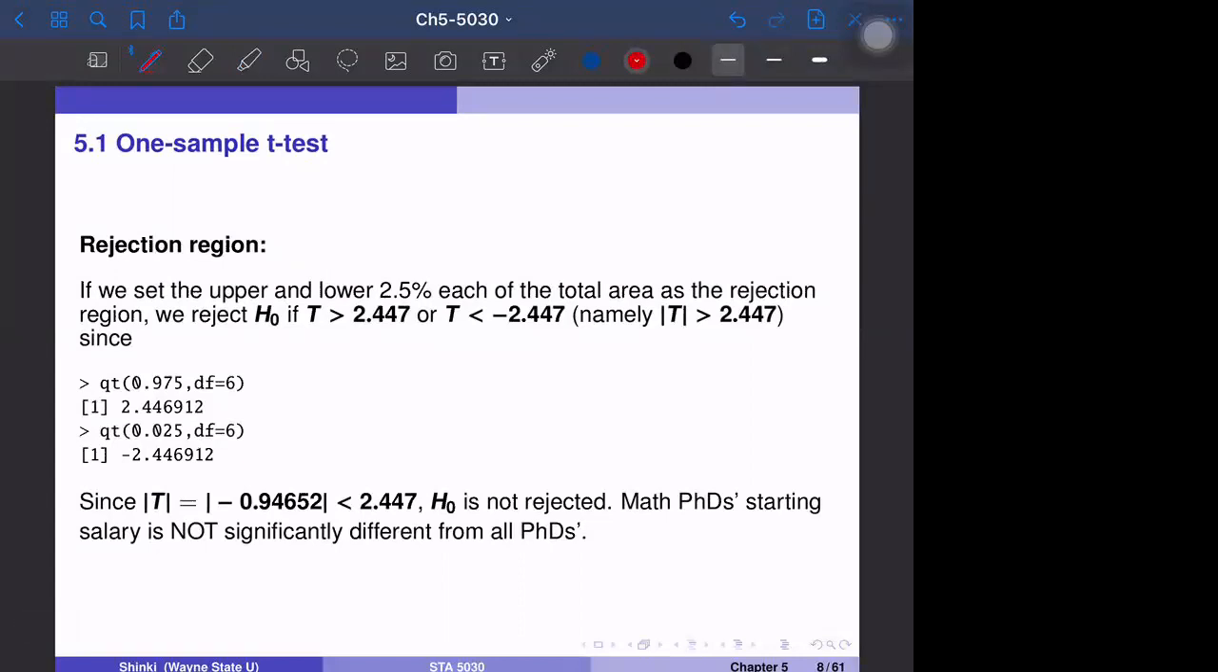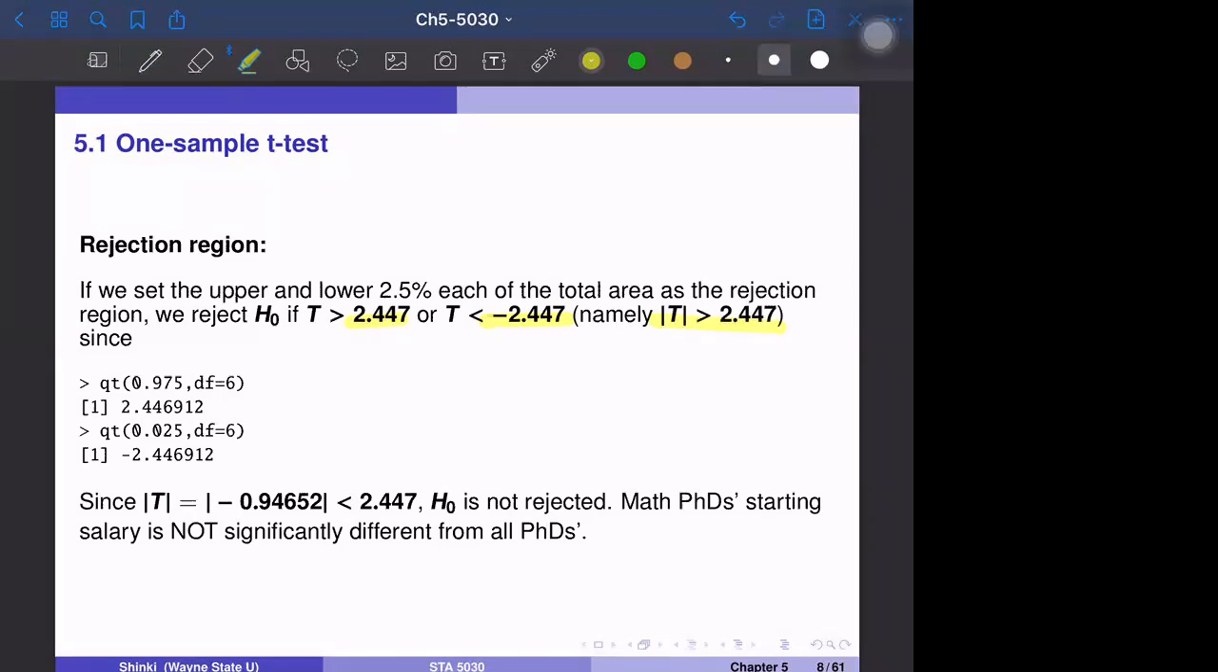And actually, if we calculate the value at which 2.5% of the area is below that value, that is negative 2.447. And upper 2.5%, the threshold is 2.447. So that means that we reject H naught if t-statistic t is larger than 2.447 or smaller than negative 2.447. Or we can just say absolute value of t is larger than 2.447.